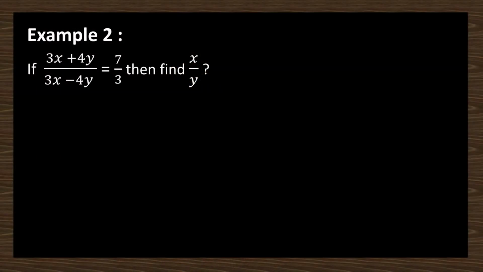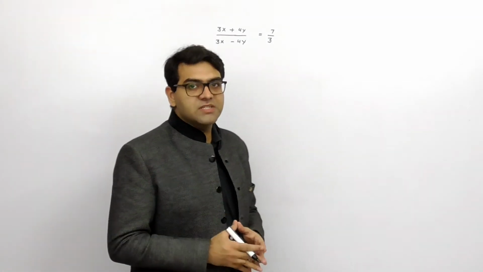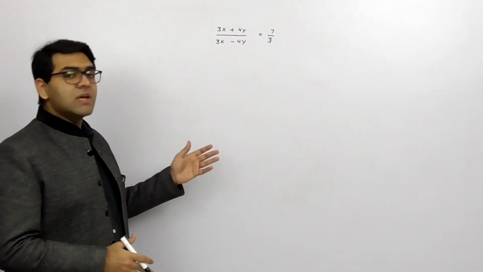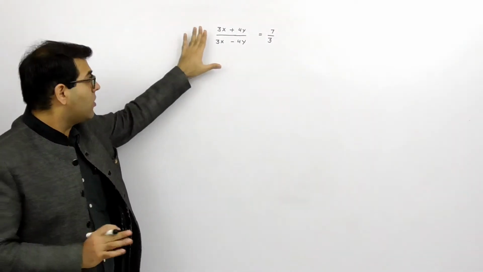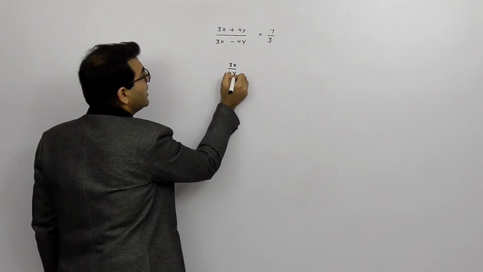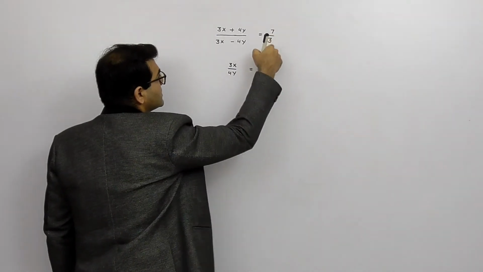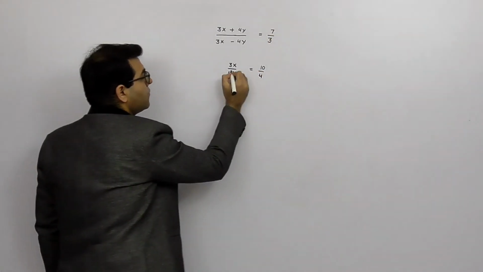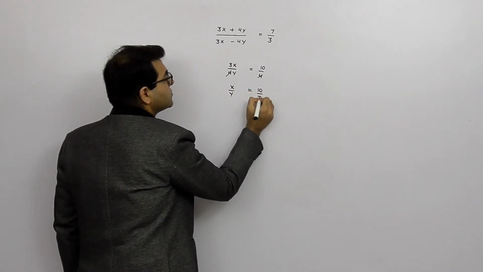If 3x plus 4y divided by 3x minus 4y equals 7:3, then find x by y. Building upon the concepts of the previous example, can I begin this question by saying that if I apply componendo and dividendo on this expression, on my left hand side I am going to get 3x by 4y, and on my right hand side I am going to get 7 plus 3, 10, divided by 7 minus 3, 4. Now 4 cancels 4 and the value of x by y ends up becoming 10:3.